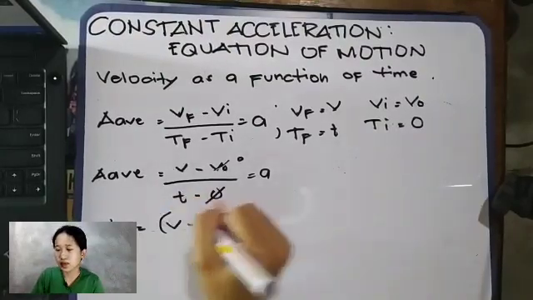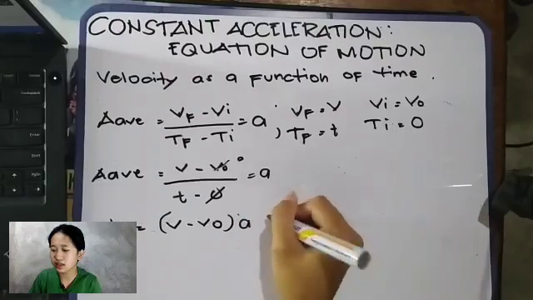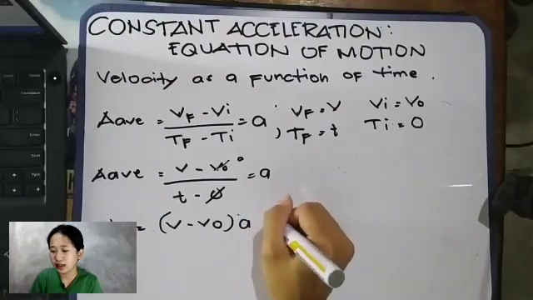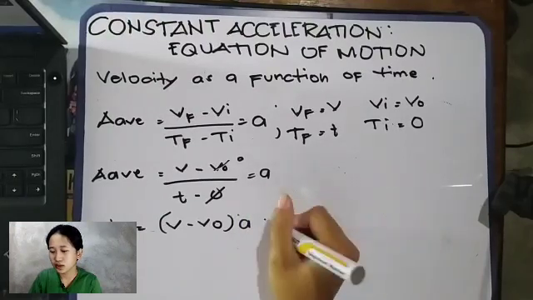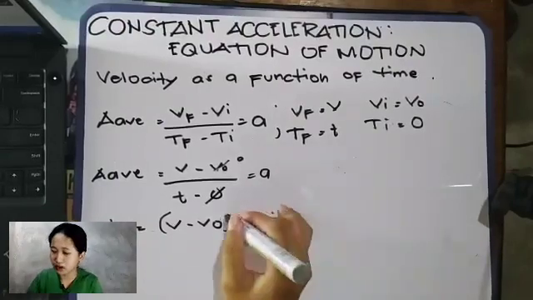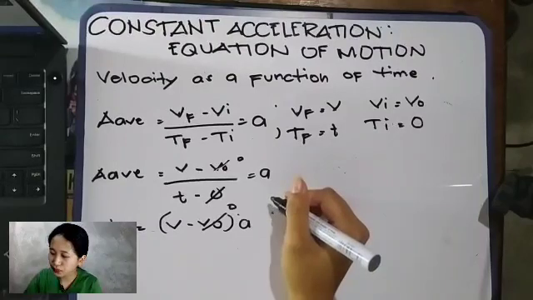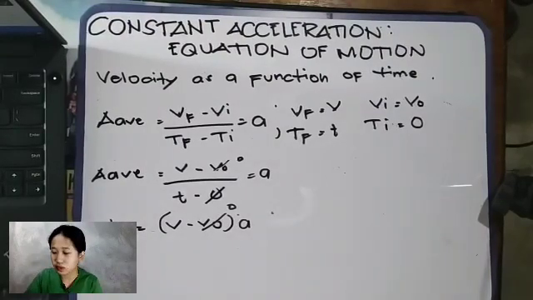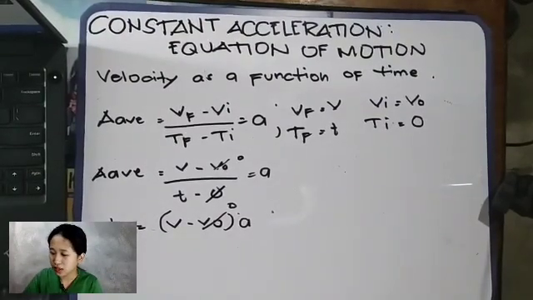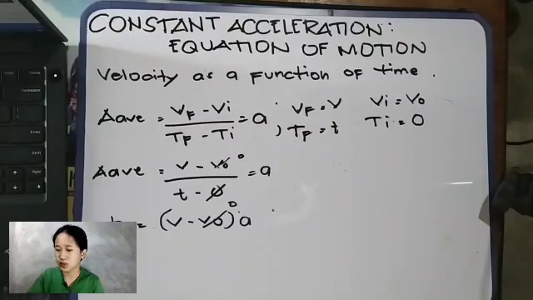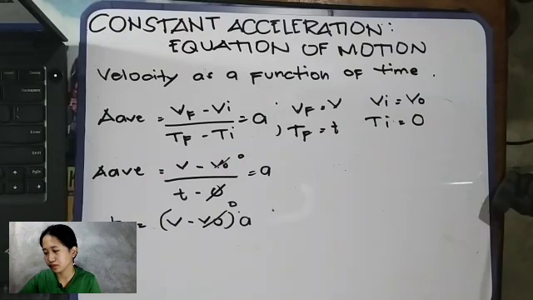Then, para matira yung V natin, ilipat natin itong V0 dito sa may kanan. So, magiging V is equals to V0 plus at. So, ayan na yung equation number 1 natin na pwedeng gamitin sa velocity.